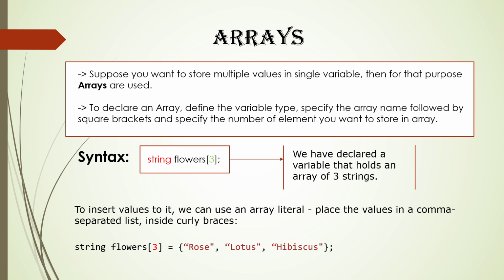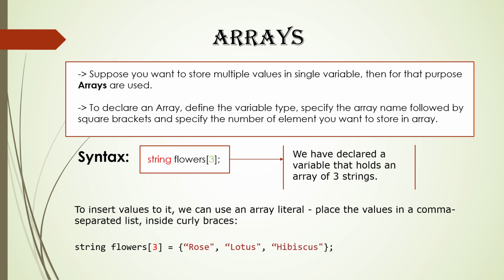To declare an array, define the variable type, that is the data type, then the array name, followed by the square brackets, in which you will simply specify how many elements you want to store in that particular array, followed by the semicolon. See the syntax here. I have created an array of string data type, then the array name, that is flowers, and in the square brackets I have given 3. That means I want to store 3 values of string data type in the array named flowers.